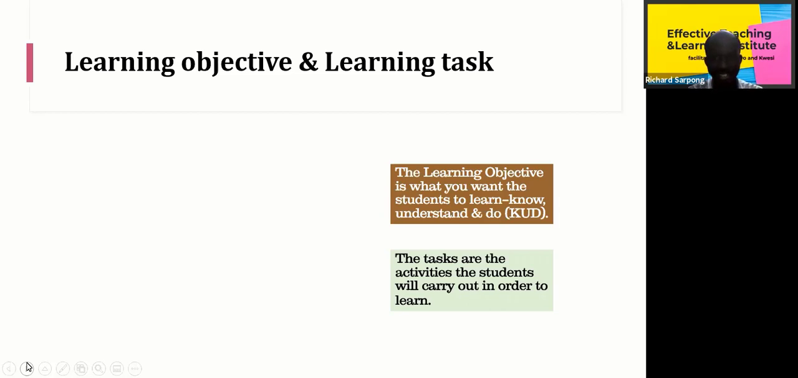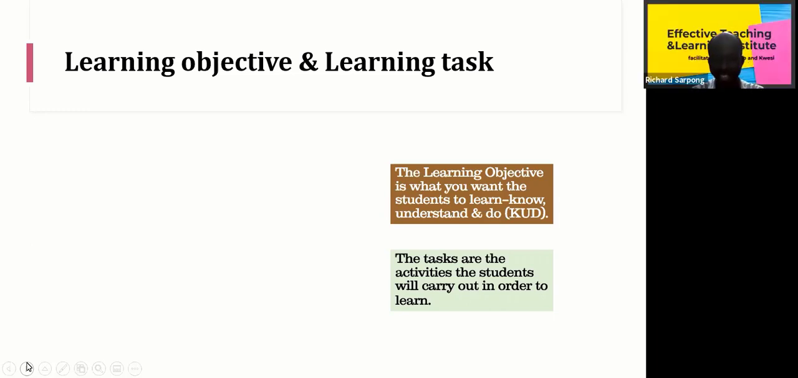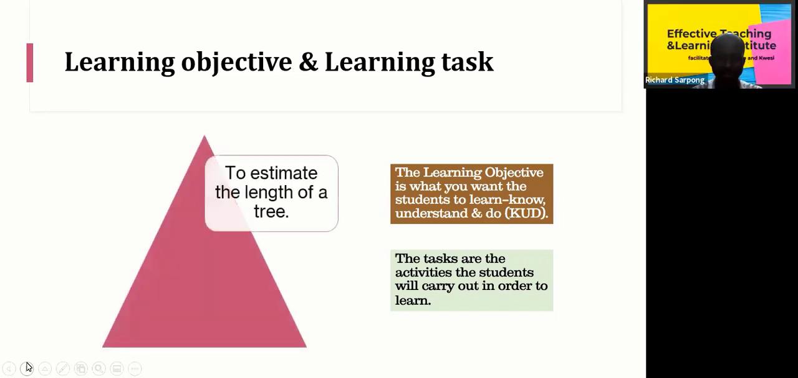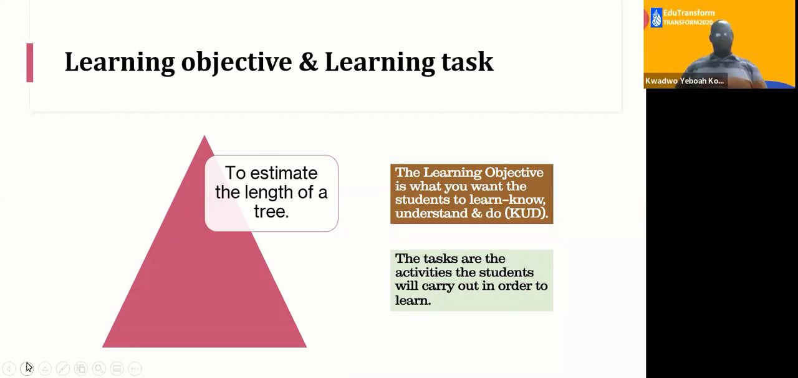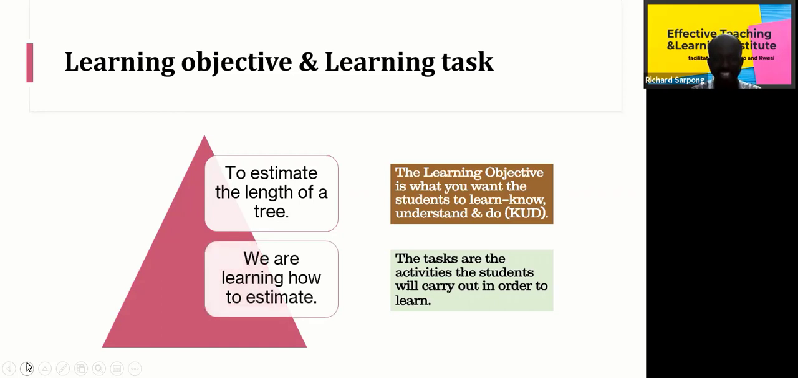The learning tasks or learning activities, as we call them, are just activities. The things students have to do in order to learn. So let's look at a typical example here. To estimate the length of a tree is an activity, and it has also an objective in there. The objective is learning how to estimate, but the context of learning is a tree.